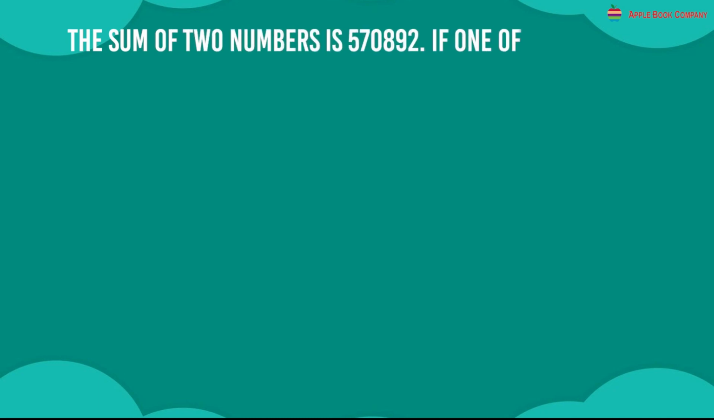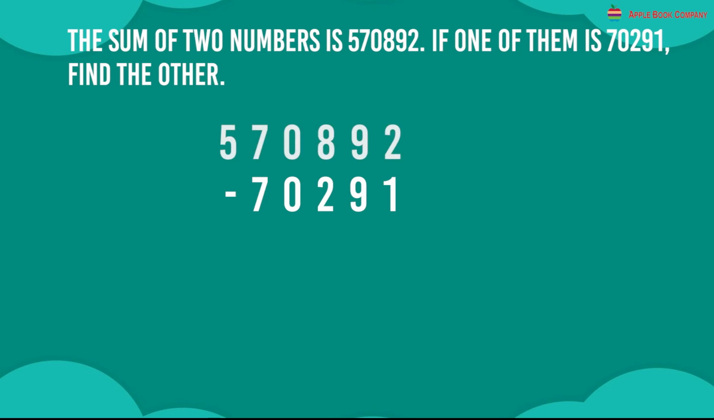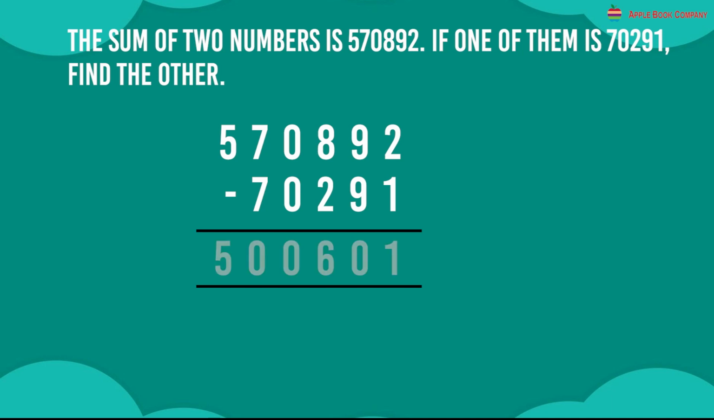Next question. The sum of two numbers is 5,70,892. If one of them is 70,291, then find the other. Subtract 70,291 from 5,70,892. The answer is 5,601.